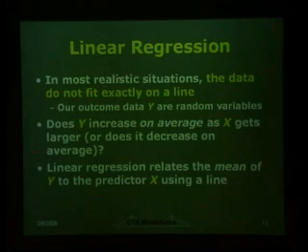Okay, in most realistic situations, the data do not fit exactly on a line. Okay, that's impossible. So the outcome, because our outcome y is a random variable. You collect these 20 worms. If you collect other 20 worms, the values will be different, will not be exactly the same.